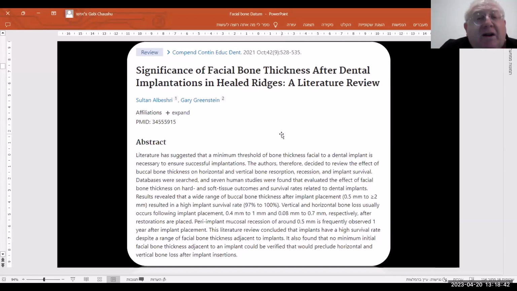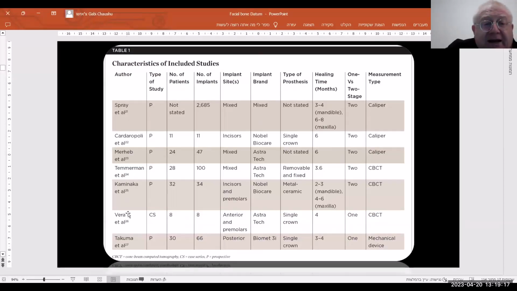So it would be very nice if this was the only study, or if all the studies were the same. But you know, as always, it is much more complicated. And this is a review that was published in 2021. In this review, they tried to collect all the relevant articles that demonstrate the significance of facial bone thickness concerning recession and resorption. So they collected several studies that answered the criteria.